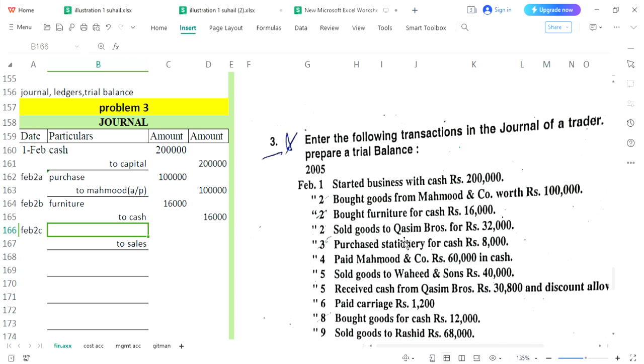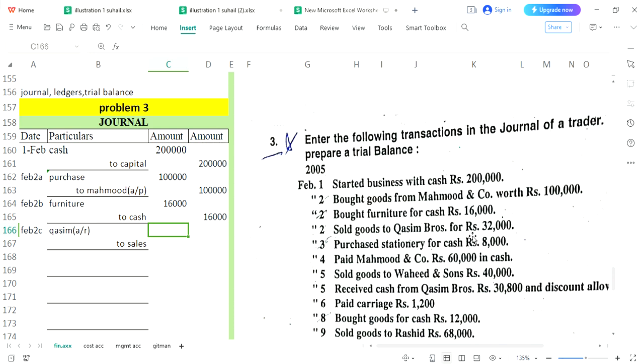Amounts receivable are assets. Assets should be mentioned on debit side. So you will mention the name of Qasim on debit side. So here you are going to write Qasim. Why? Because Qasim is your account receivable. So the entry is Qasim to sales.